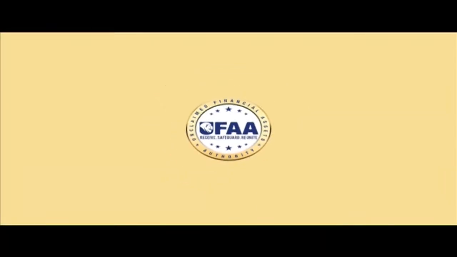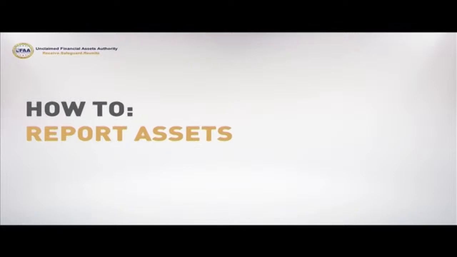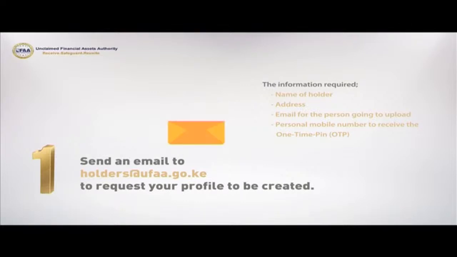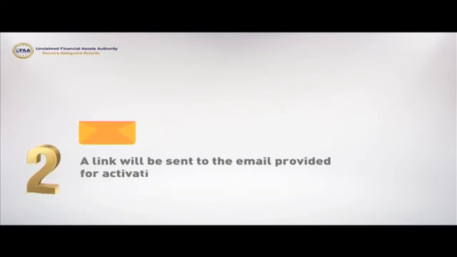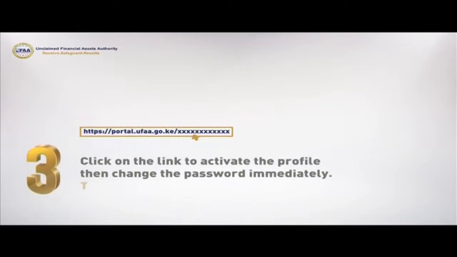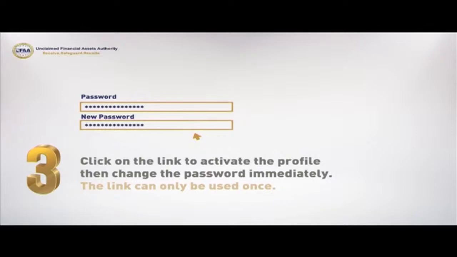The procedure of reporting assets to the Unclaimed Financial Assets Authority is simplified in the following easy steps. Step 1. Write an email to holders at ufaa.go.ke to request your profile to be created. Step 2. A link will be sent to the email provided for activation of the account. Step 3. Click on the link to activate the profile and change the password immediately.